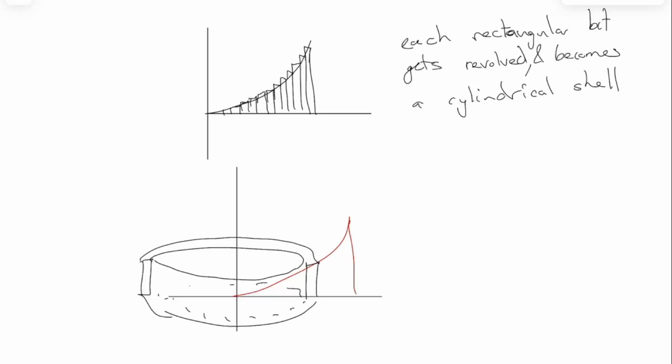And then the total volume will be the sum. You add up all of the volumes of these very thin shells. So in order to get the volume, I have to first of all figure out what is the volume of each one of these little shells. I think of this thickness as being delta x, and then it has a certain height, but this height is given by the function f of x.